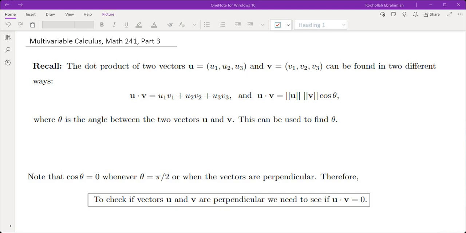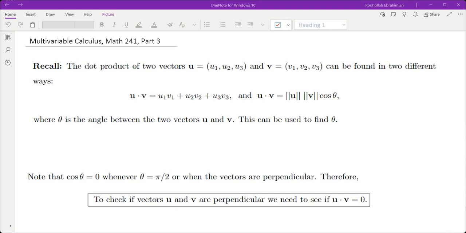As we discussed in the previous videos, we are going to study the geometry of three-dimensional space. We talked about what points are, what vectors are, addition between two vectors, scalar multiplication, and the dot product. Just to remind you, we had two formulas for the dot product.